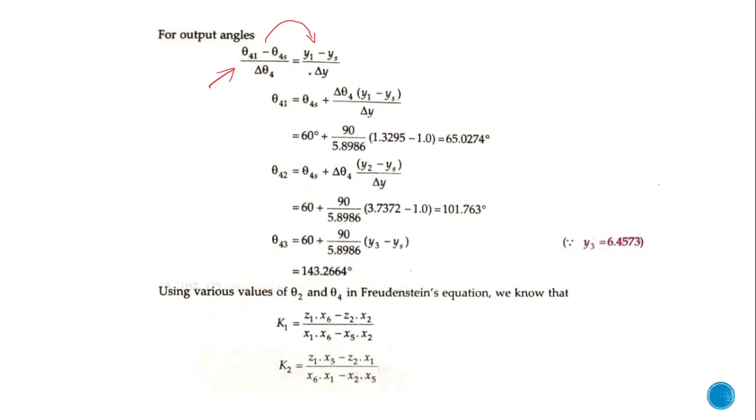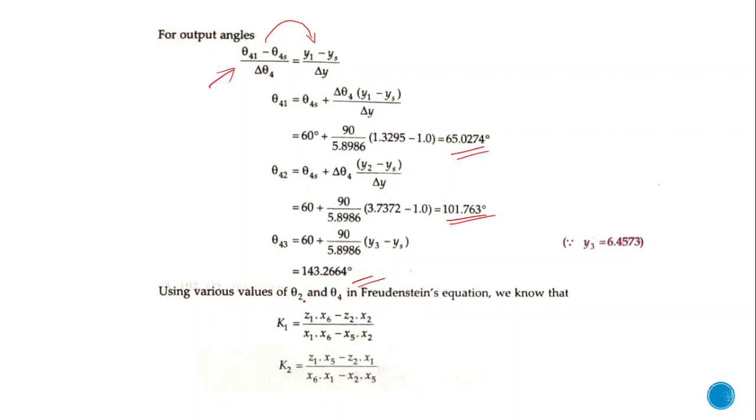For the output angles, this will be equated to the corresponding values of y. Similarly, using the same procedure as in the case of theta 2, we can calculate the output angles. Theta 41 is equal to 65.02. Theta 42 is equal to 101.763. Theta 43 is equal to 143.266 degrees.